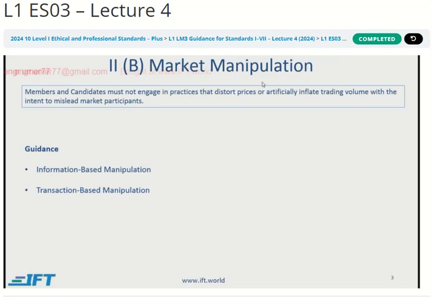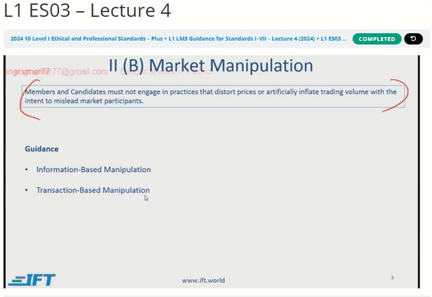Standard 1B is market manipulation. Members and candidates must not engage in practices that distort prices or artificially inflate trading volume with the intent to mislead market participants. Clearly, an activity such as this would violate the integrity of capital markets. Broadly speaking, we can have either information-based manipulation or transaction-based manipulation.